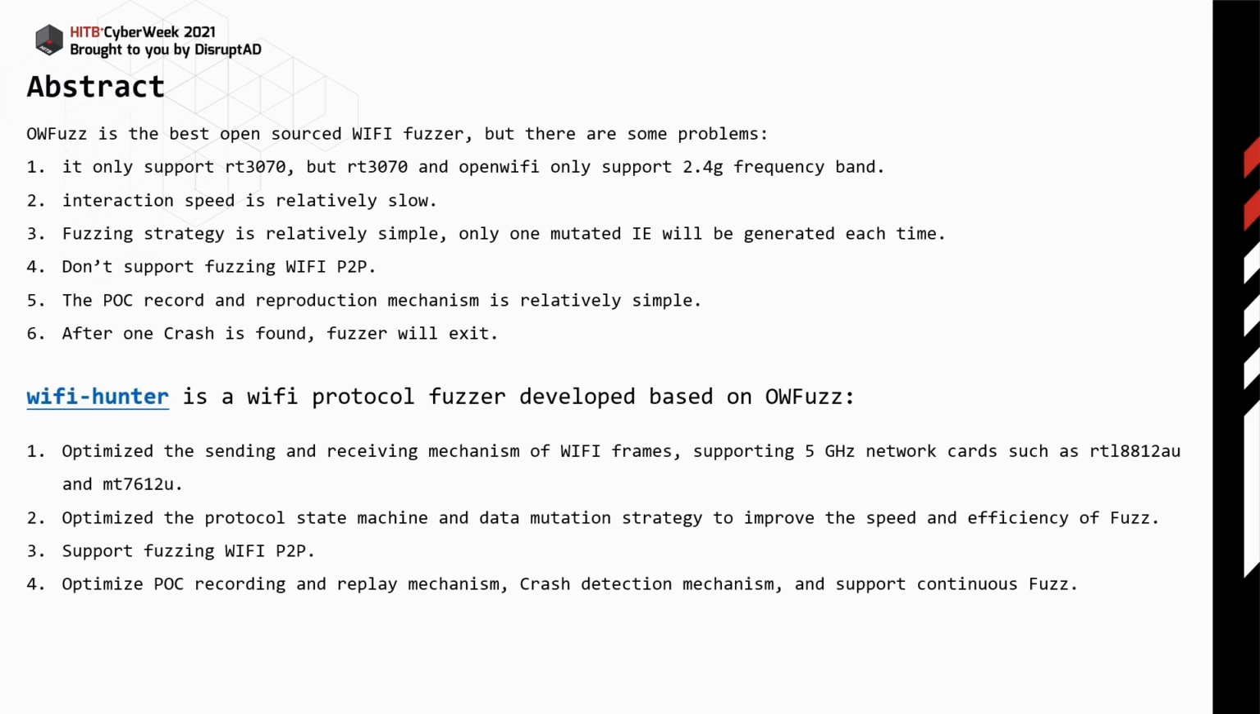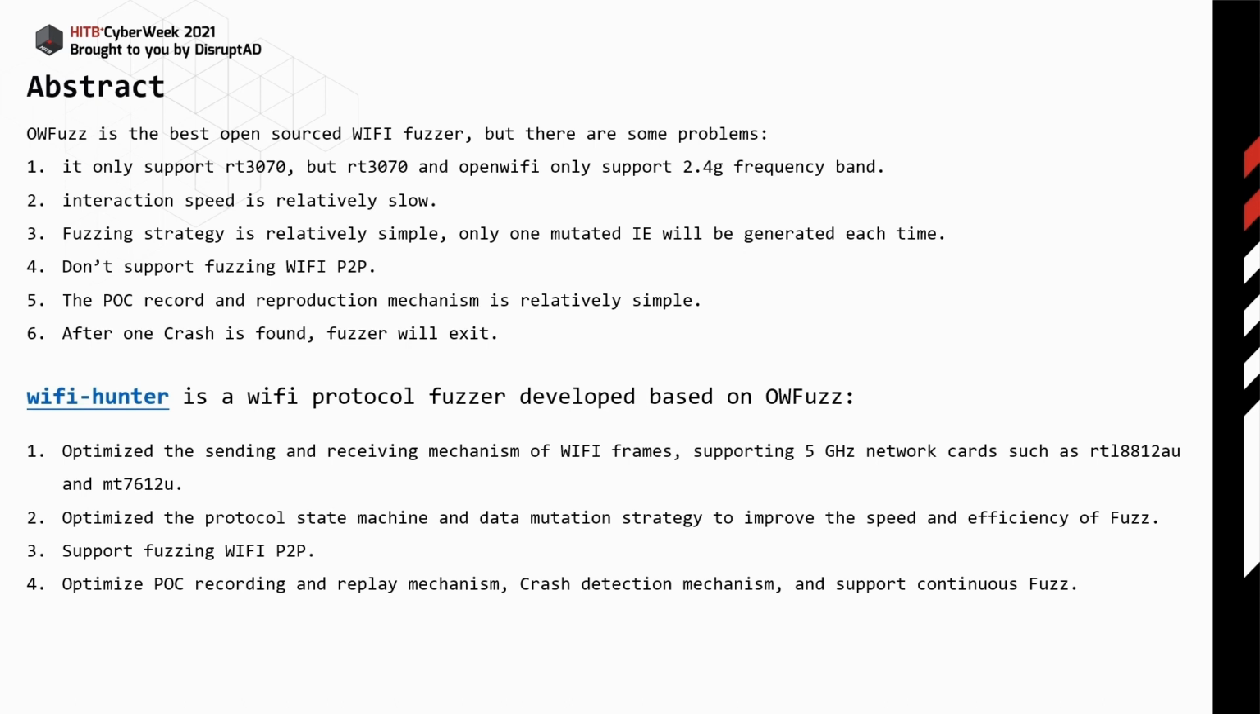And a more important reason is that RT3070 and Open Wi-Fi only support the 2.4G frequency band. Second, due to the packet loss and some bugs in the implementation of protocol interaction in OW fuzzer, the interaction speed is relatively slow. Third, the data mutation strategy is relatively simple. Only one mutated IE will be generated for each packet.